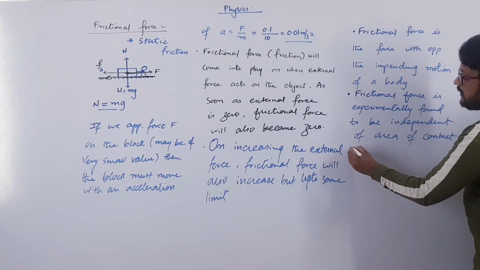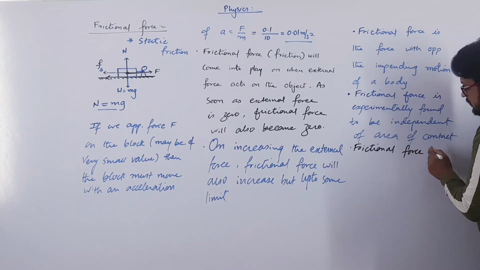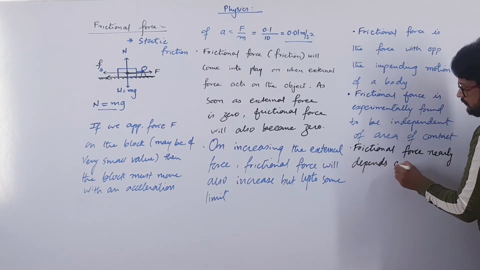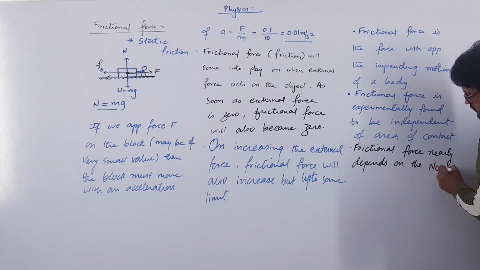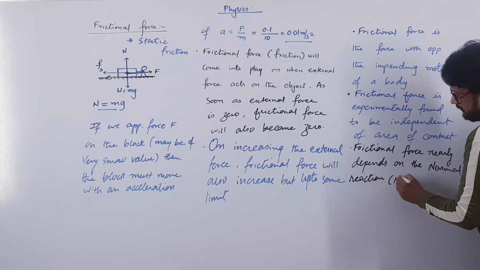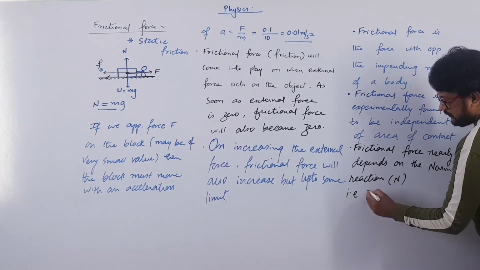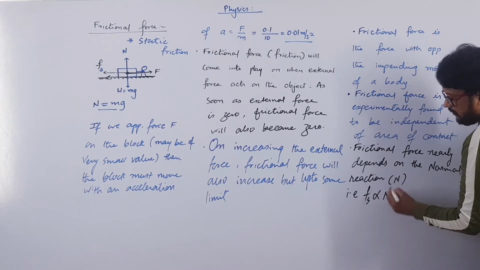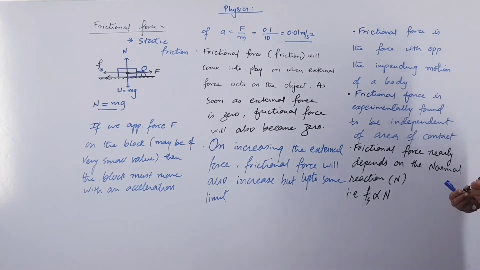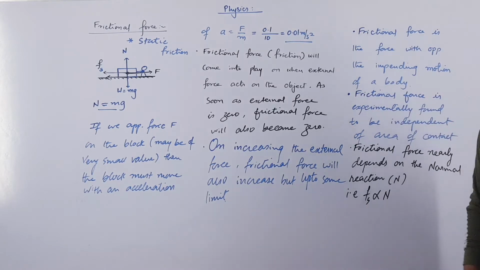And it was found that frictional force nearly depends on the normal reaction. That is, static frictional force, for which we will use the small f symbol, is proportional to normal force N. Static frictional force is proportional to normal force N. Clear? So do one thing, pause this video and copy this. Still we have to derive the standard formula for this.